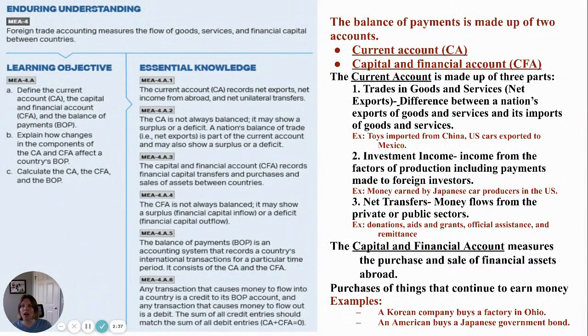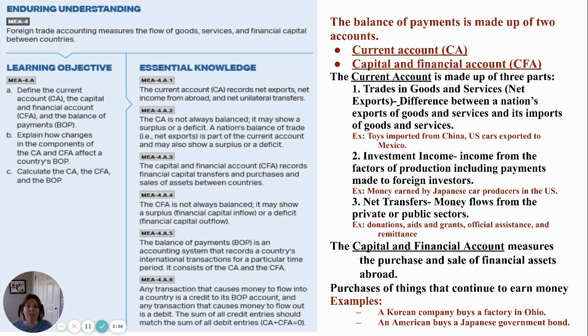Okay, so this whole section and topic is basically just about the two types of account. We have the current account and then what's now called the capital and financial account. The current account, I try to remember this by thinking of these as things that you're currently using. They're not going to be things that earn money in the future. They're not going to be for the future. So the current account is made up of three parts.